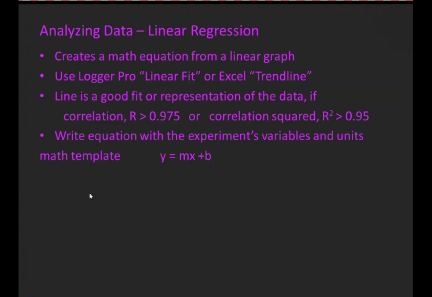However, y and x are just generic symbols. In science, we're actually measuring specific variables. So instead of the math format y equals mx plus b, our science template is: the dependent variable is equal to the slope of the line times the independent variable plus the value of the y-intercept.